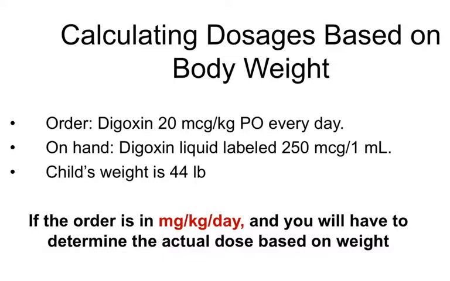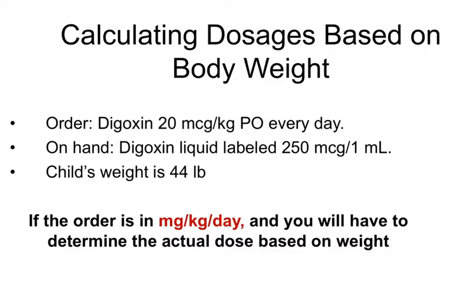Okay, so for this one, you're going to be calculating dosages based on weight. The order is for 20 micrograms per kilogram by mouth every day. What you have on hand is a liquid labeled 250 micrograms per 1 milliliter, and the child's weight is 44 pounds.